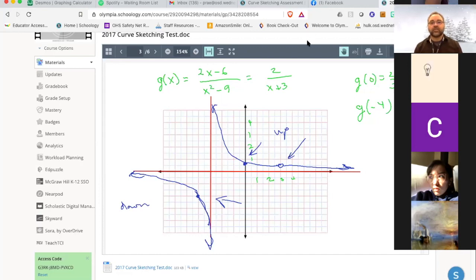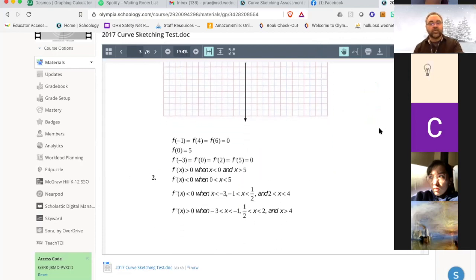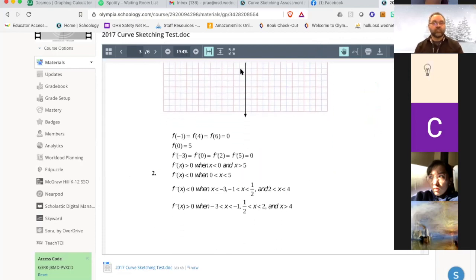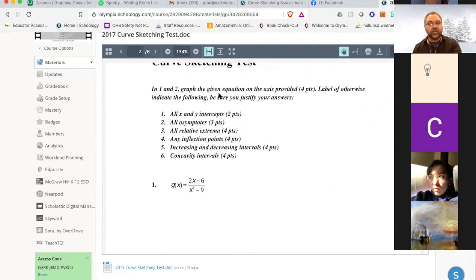All right. Any questions about prompt number 1 for you guys? Okay. All right, cool. Let's take a look at prompt number 2. Holy moly. We don't have the equation here. Okay, but remember this said for problems 1 and 2, graph the given equation. Oh, we don't have the equation, but we have everything we need.